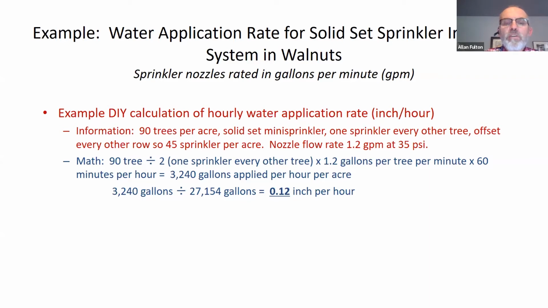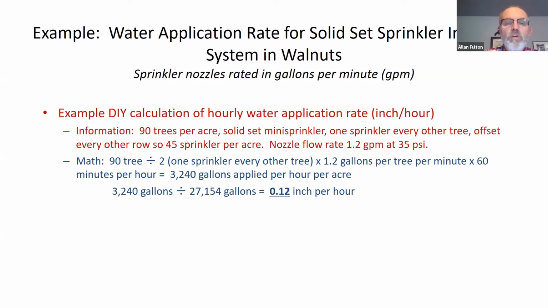Now, a very important conversion factor that I challenge you to commit to memory is there are 27,154 gallons of water in an acre inch of water. That is 1 acre of land covered 1 inch deep with water. 27,154 gallons of water in an acre inch.